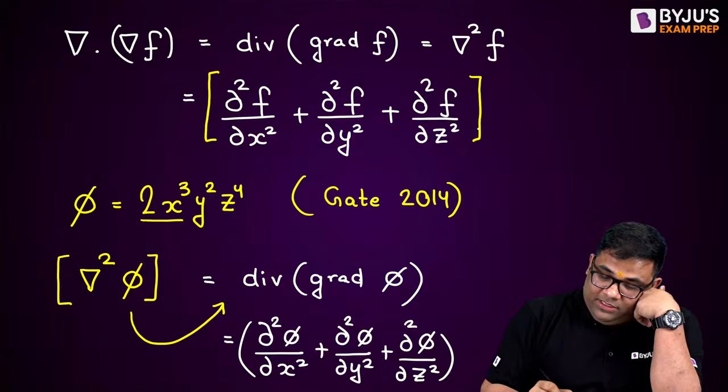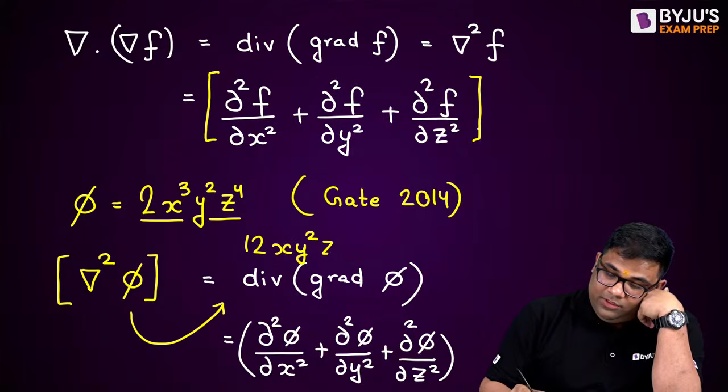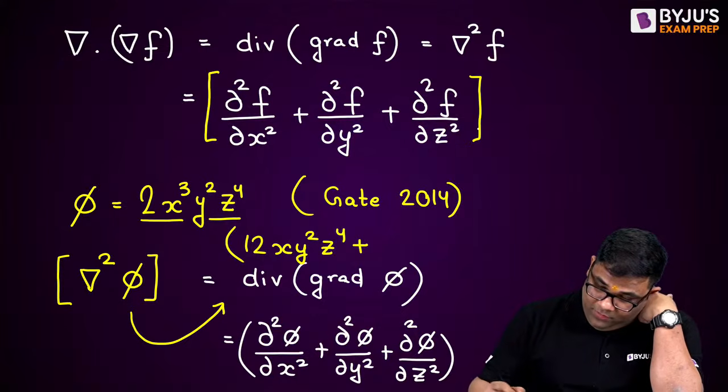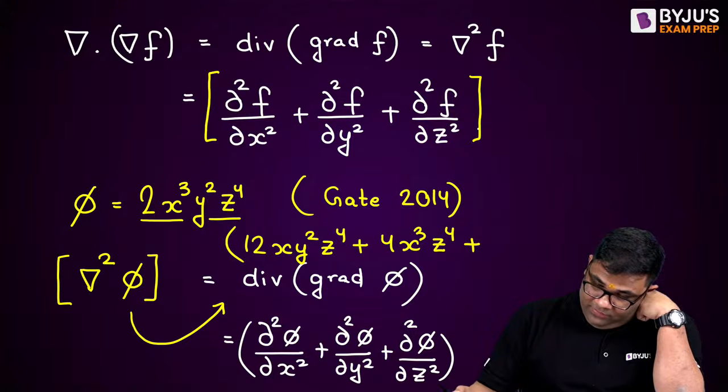First I will differentiate this. For the first time I will differentiate, so it will become 6x square y square z to the power 4. Again I will differentiate, it will become 12x y square z to the power 4. Then I'll differentiate 2 times with respect to y, so 4x cube z to the power 4 after 2 times differentiation. After 2 times differentiation with respect to z, it will be 8, then 24.